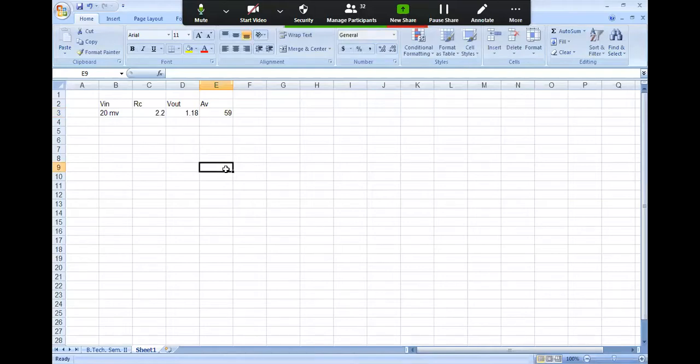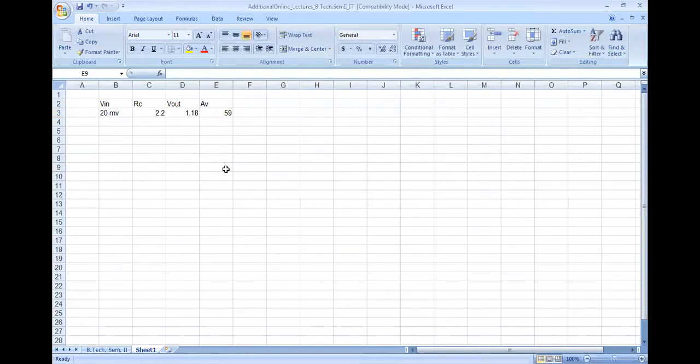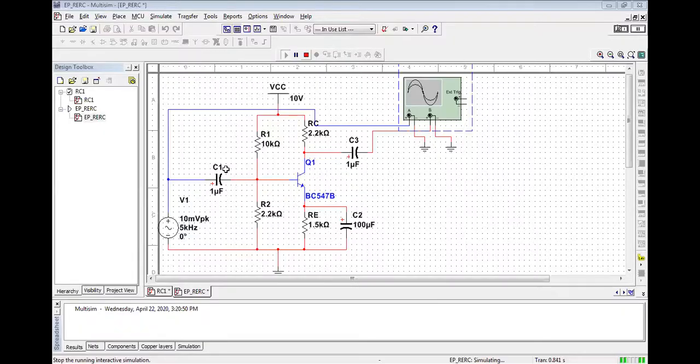Now I'm going to stop the screen. Now we'll come back to the simulator window. So here I'm going to stop this simulator. I'm going to close this. I'm going to stop this part. So this is one observation that we have taken for input is 20 millivolt, RC is 2.2K and RE is 1.5K, and we have gained something around 59.